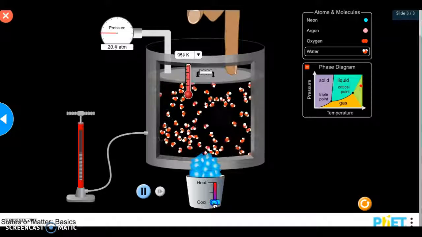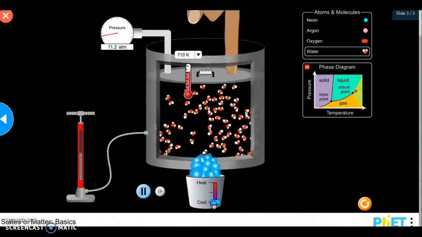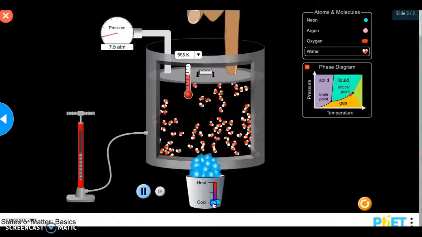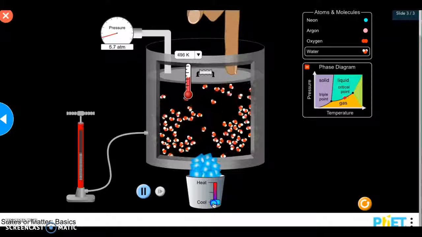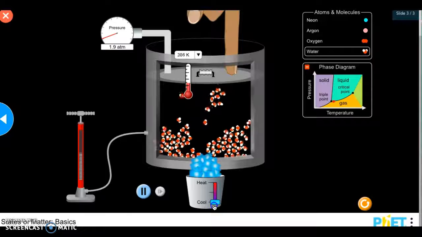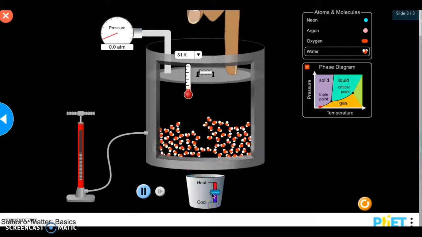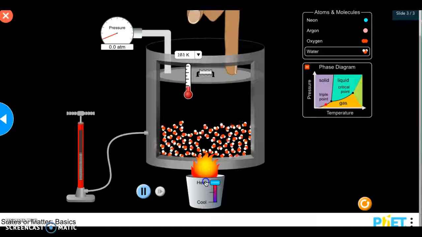Now let's cool them. These molecules are currently spread far apart, and you can see now that they're forming closer together. They're at the critical point. Now they've reached the triple point. Once again, if heat was added, they would do the complete opposite.